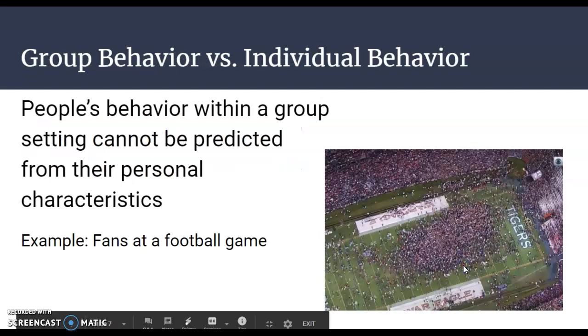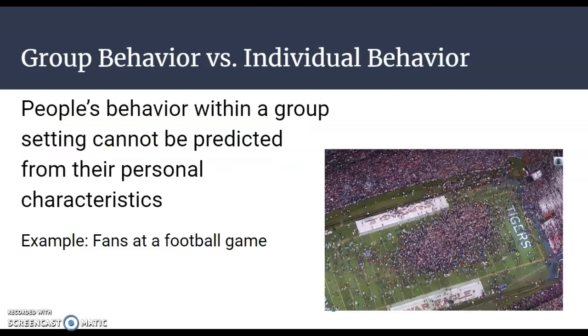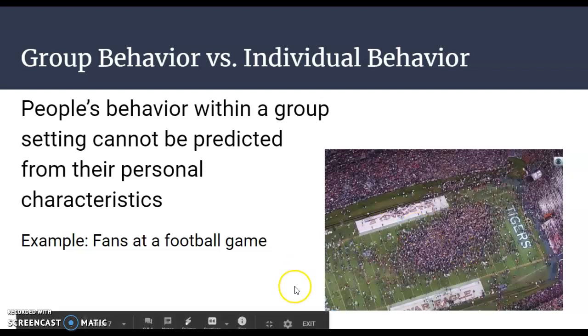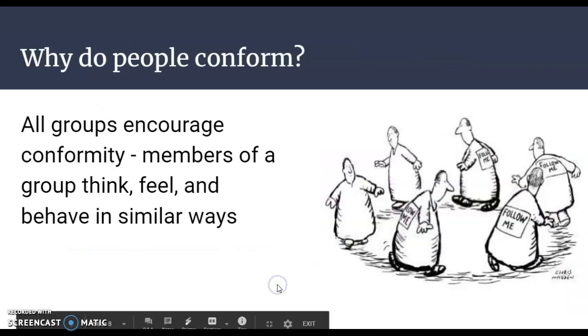Group behavior versus individual behavior. People's behavior within a group setting cannot be predicted from their personal characteristics. An example of this is fans at a football game. Oftentimes we see fans doing things that they otherwise would not do by themselves, but do these things because they are in a group, and this is what the group is doing. My example here is the Auburn Tigers winning the Iron Bowl and the fans rushing the field.